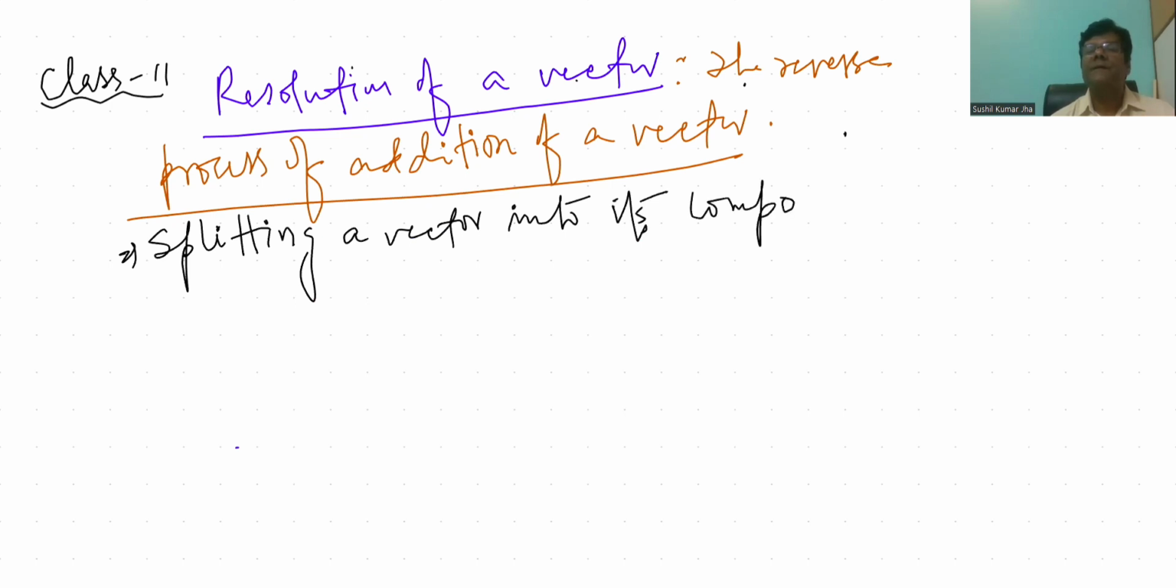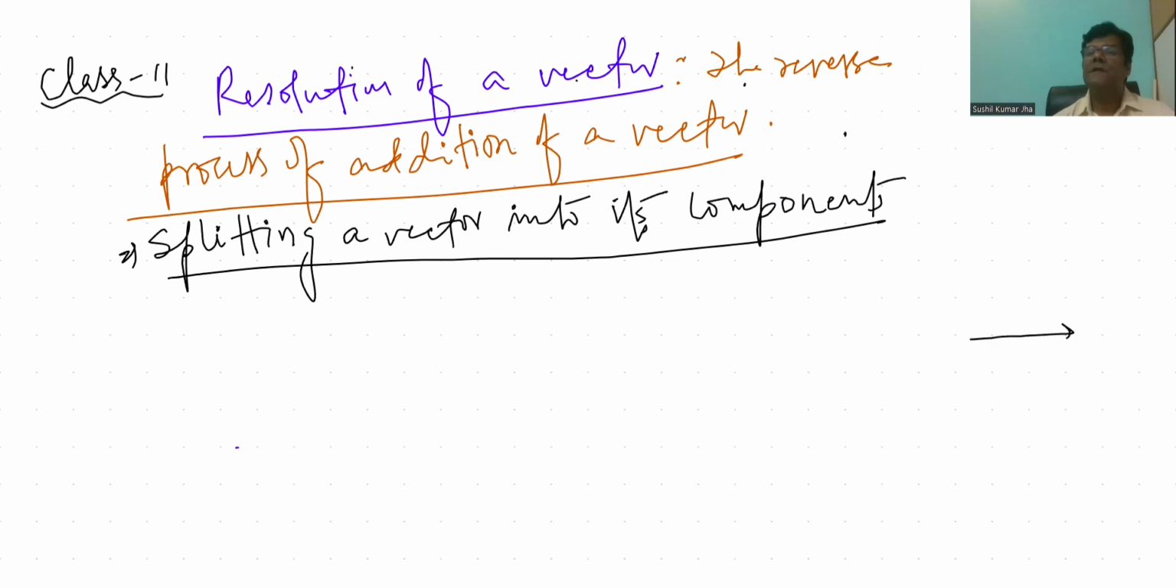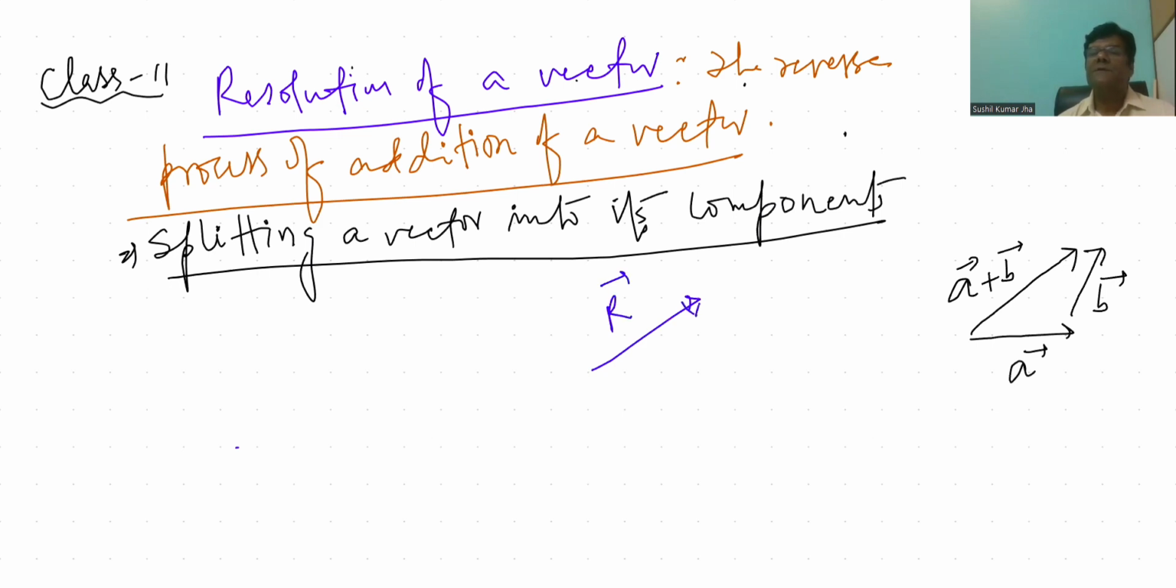Breaking a vector into its components is called resolution of vector, or resolving. Like, we learned that if we have, let's say, two vectors, vector A and vector B, then we said this is the resultant, which is A plus B, right? Now the reverse of it could be what? It means this vector, which is the resultant R, is given. Then if we can break it into its components, along the x-axis and along the y-axis, then this is said to be resolving a vector, which means let's take it with the help of an example.